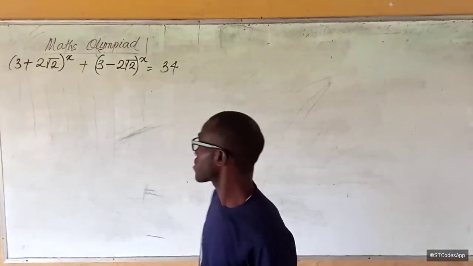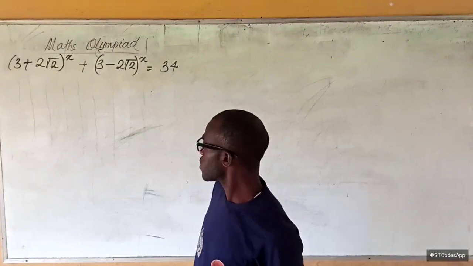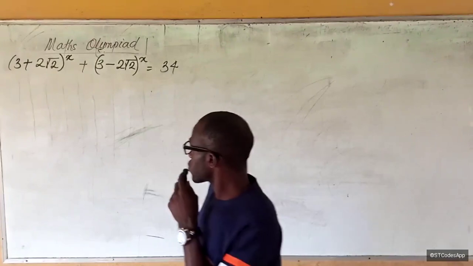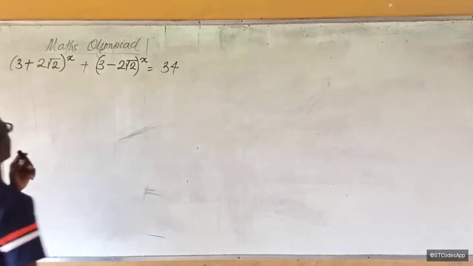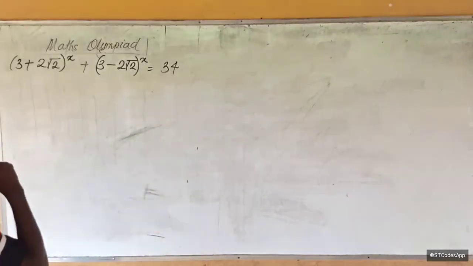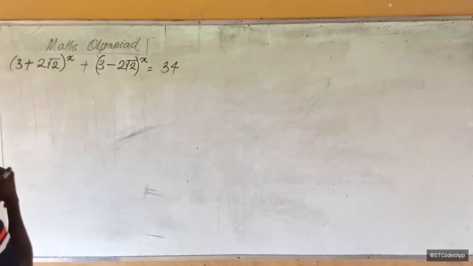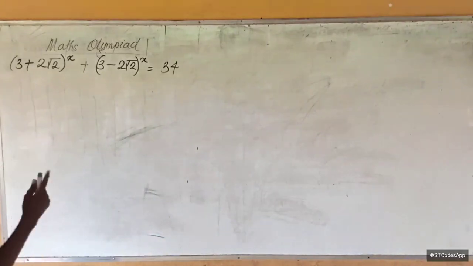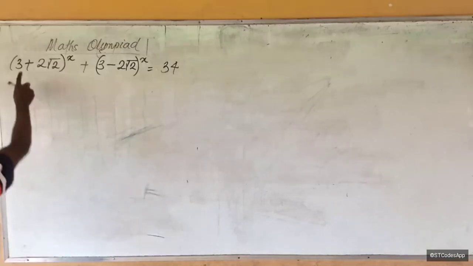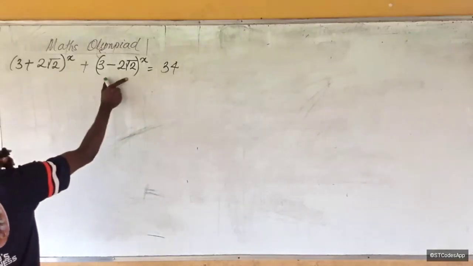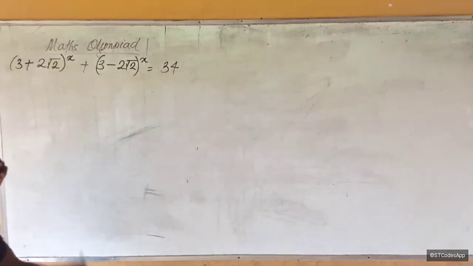Let's quickly attend this math Olympiad question. It says (3 plus 2 root 2) all to the power of x plus (3 minus 2 root 2) all to the power of x is equal to 34. Now, seeing this, you notice that these numbers are binomial conjugates. Yes, they're binomial conjugates. We've spoken of binomial conjugates in our third video.